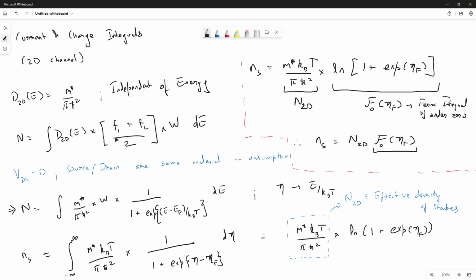So, in the case of D to D, what power dependence of energy did it have? E to the power zero. And what Fermi integral do we have? F0, of order zero. Yes. So, what will the energy dependence for the 1D density of states be? Minus half. So, what will be the order of the Fermi-Dirac integral? Minus half.